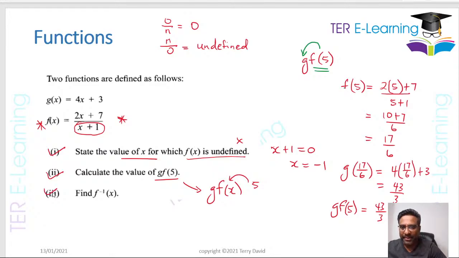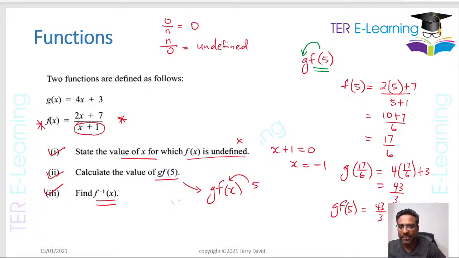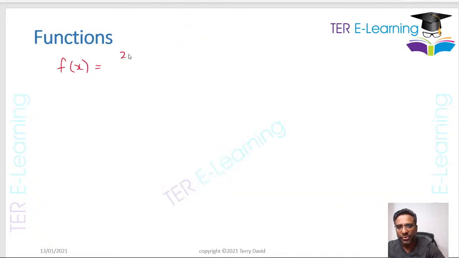Now, the next part, this one you need to be careful with. You're finding the inverse of this function here. So let's do this on the next page. f of x is equal to 2x plus 7 over x plus 1.